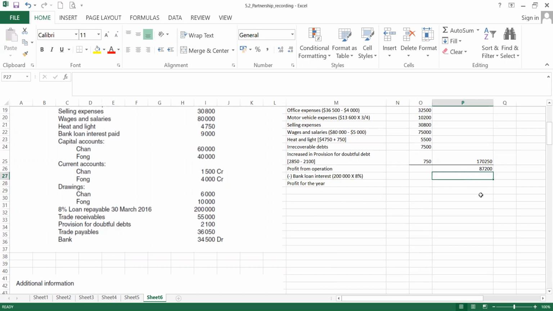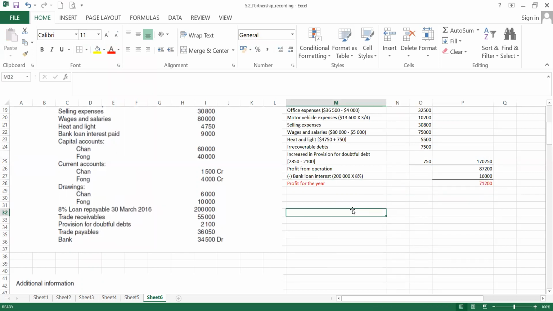So we get the answer, 200,000 times 8%. So this is the 16,000 that we should recognize as an expense for the interest, loan interest. Then after that, take this amount minus this. So we get 71,000. Okay, this is a profit for the year.